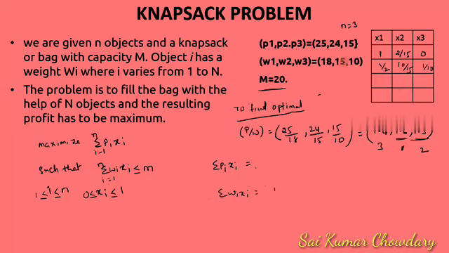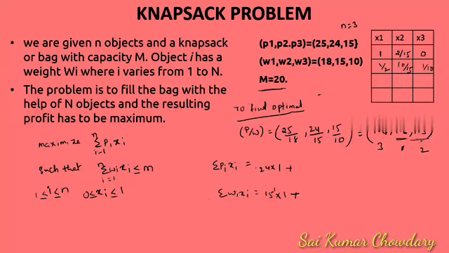So for the second object, that is 15 into 1, I'll take the entire object. I'm taking the second object because it has the highest ratio, 1.6. So the weight is 15 into 1, and the respective profit is 24 into 1. Now what about the capacity of the bag? It is 20. Now 15 is used, so only 5 are left.